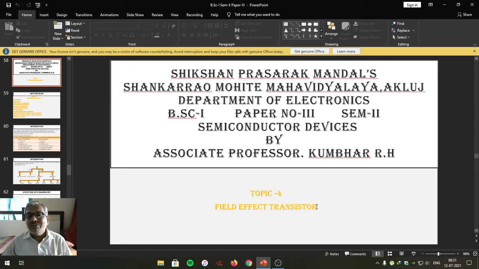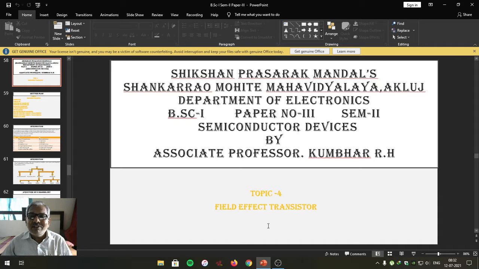In topic number 3, we studied the bipolar junction transistor. So that was also a transistor, and this is also a transistor. There is a big difference between the bipolar junction transistor and the field effect transistor. In the BJT, there is a transfer of resistor that takes place, but that change in resistance is from low resistance to high resistance.